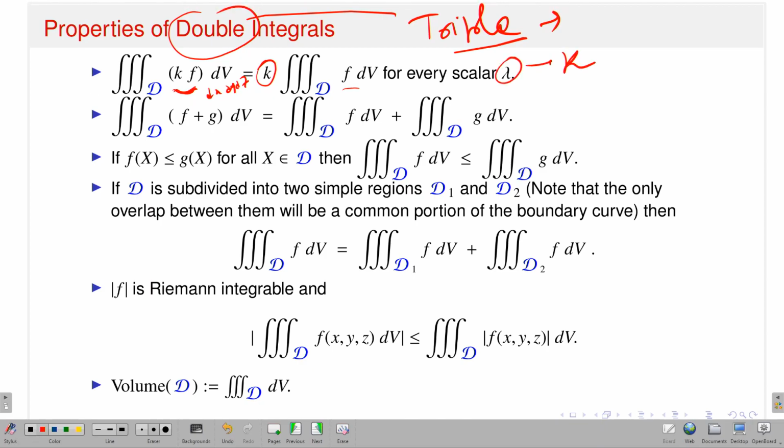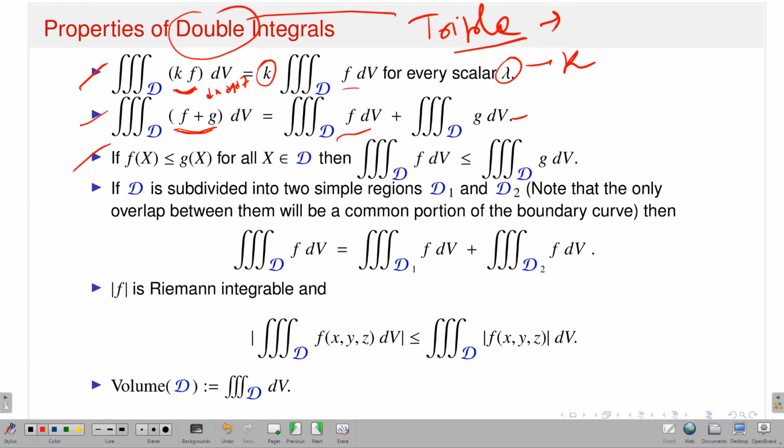This is the first one. The second one is that if I have two triple integrable functions, f and g, then their sum is also triple integrable, and the integral distributes: the triple integral over f plus g is the same as the triple integral of f plus the triple integral of g over the domain D.